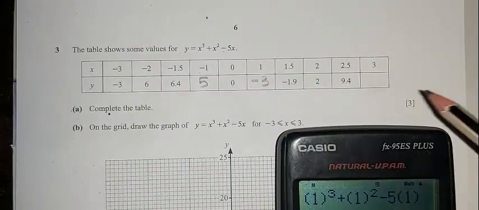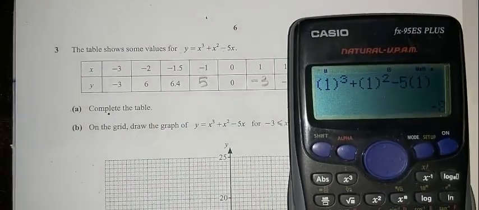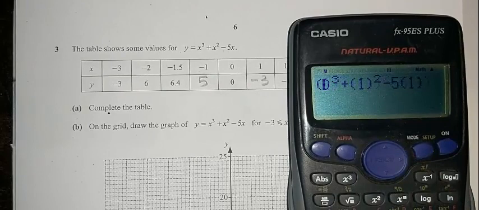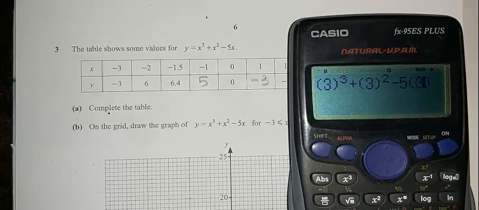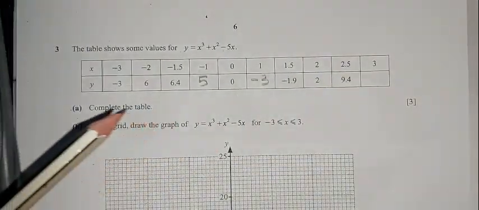And here's the last value of x, which is 3. Okay, again delete this one and put 3. Equals 21.